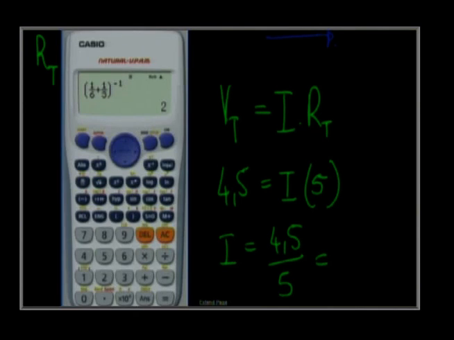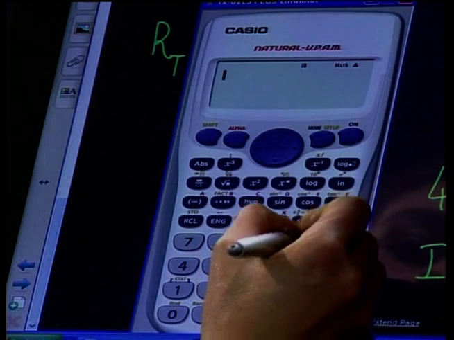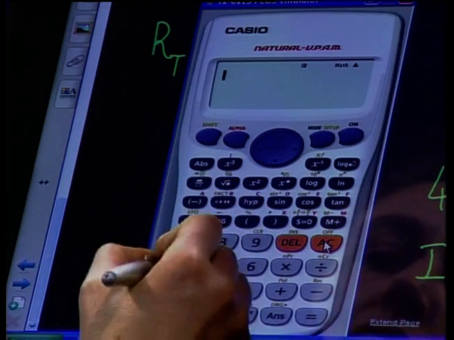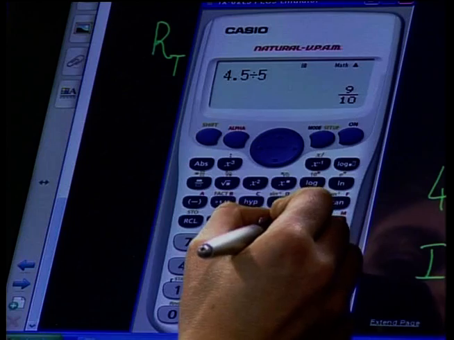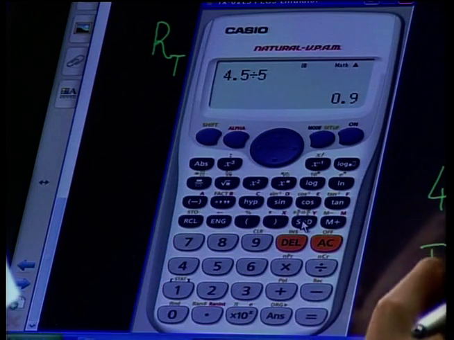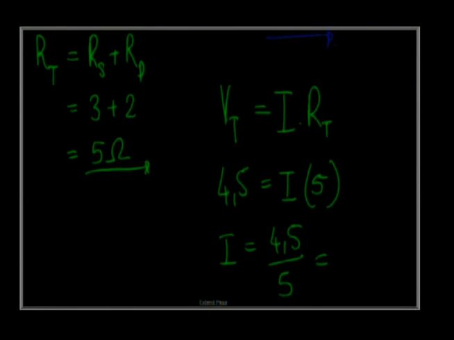Use your calculator, clear it from your previous calculation, and that would be 4.5 divided by 5, giving you an overall answer of 0.9 ampere. Important over here, remember to write your unit. That unit is going to provide you with the mark. We don't give you a mark for just the correct answer. It must show the correct unit. And that was question 2.2.